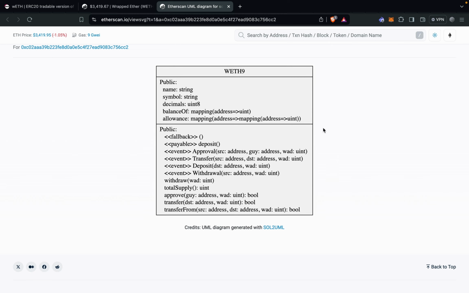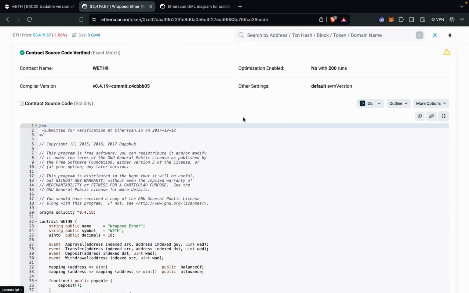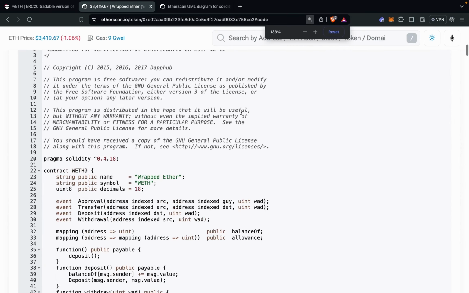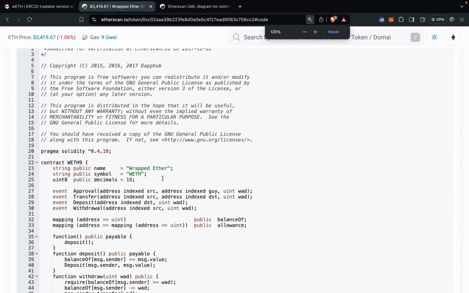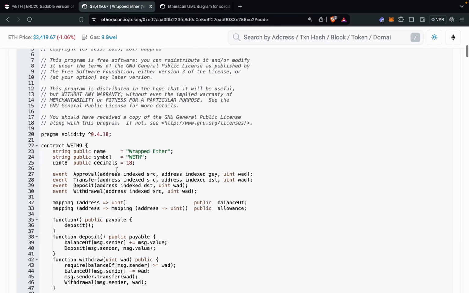Apart from that, we have deposit and withdraw functions. Then we have total supply, approve, transfer, and transfer from. These last four functions are from the ERC20 contract as well. Now, coming back to the contract, let me zoom it out a bit. And here you'll see some info. This is some license stuff. We'll move ahead to the next line.